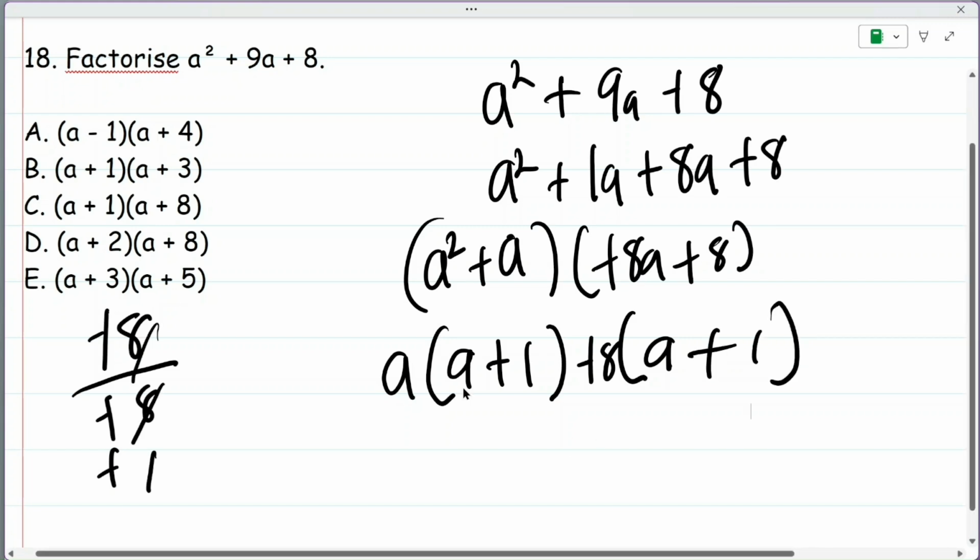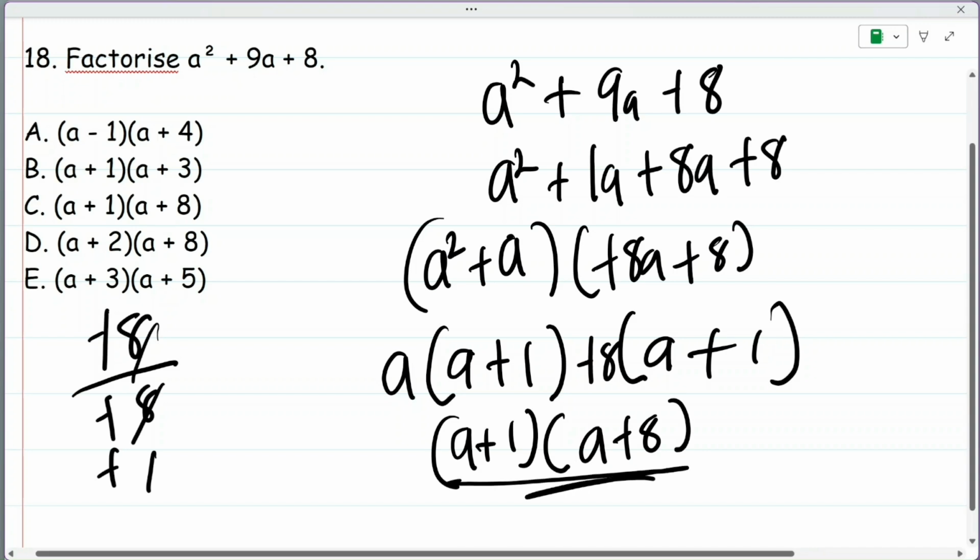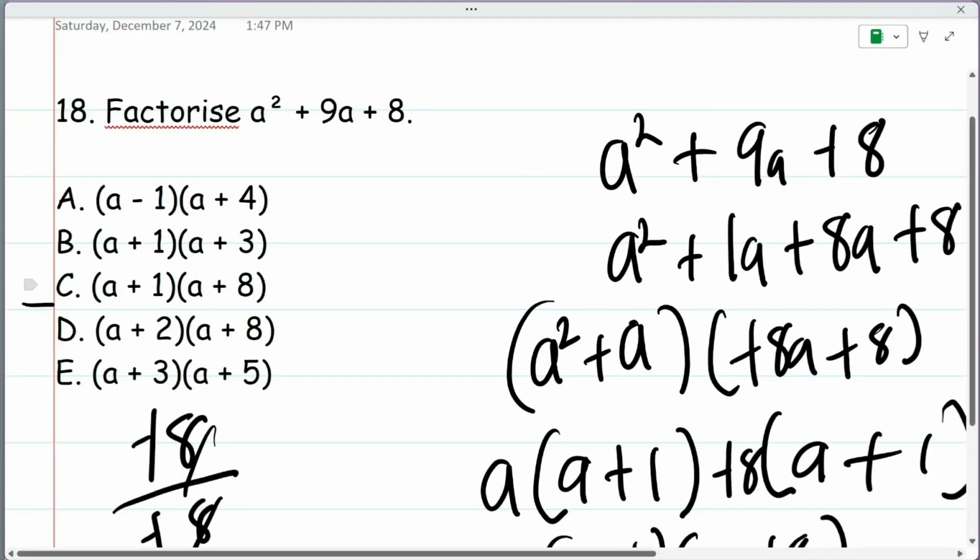Close bracket. Looking at this, you see that you have the same values in both brackets. So that means you're on the right path, you're correct. And you pick one of them, you have a plus 1 in one bracket. You close the bracket. And in the second bracket, you put the two values outside the bracket together in one bracket. A plus 8. This is our final answer. From the options, our answer is C. A plus 1 in one bracket and in another bracket a plus 8.